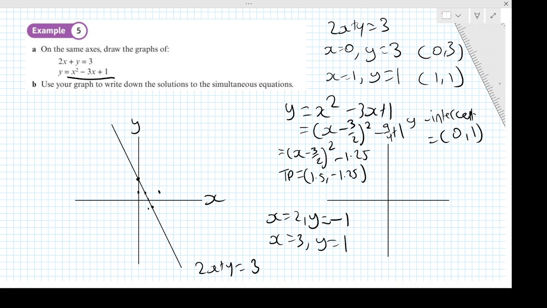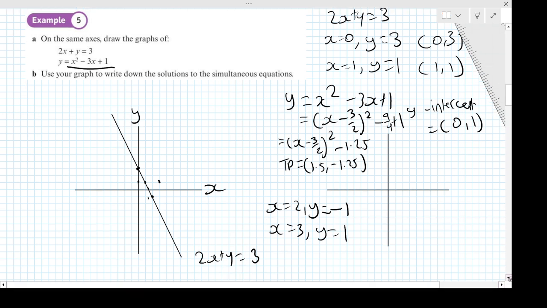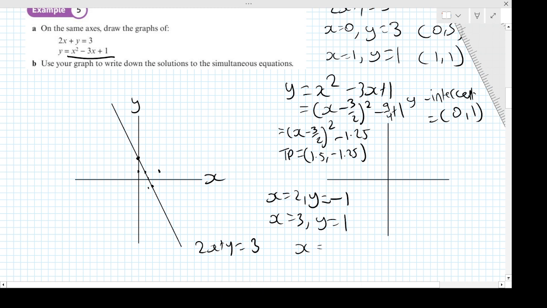But then let's consider the negative side. We considered x is 0, let's consider x is minus 1, because 0 is the y-intercept. So y would be minus 1 squared, that'd be positive 1. Minus 3 times minus 1 would be positive 3. So 1 plus 3 is 4, plus another 1 is 5. So if we plot that, it'll be there, and actually it'll correspond to that point on the line as well.